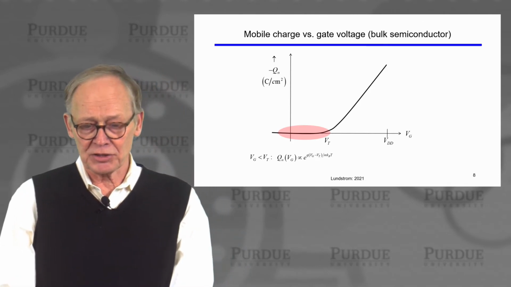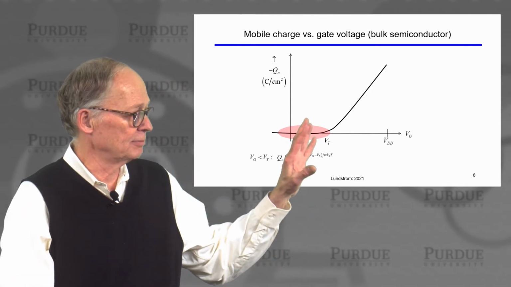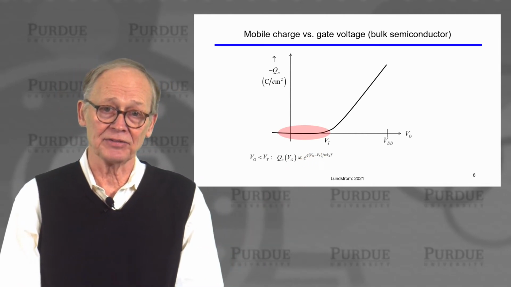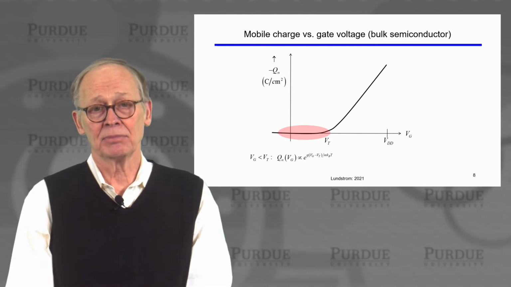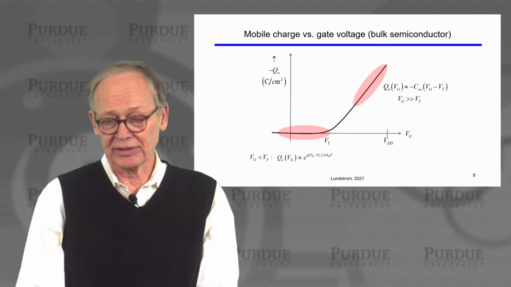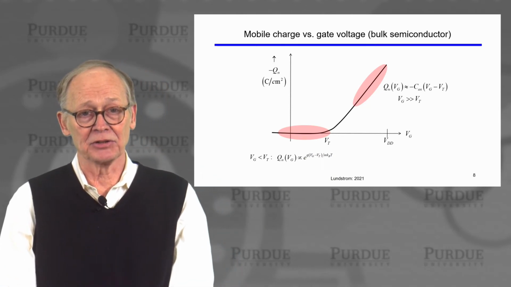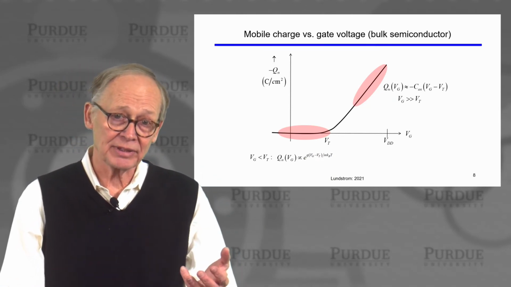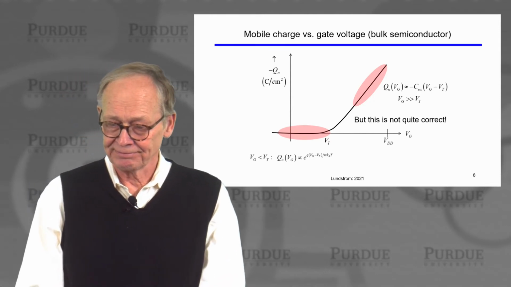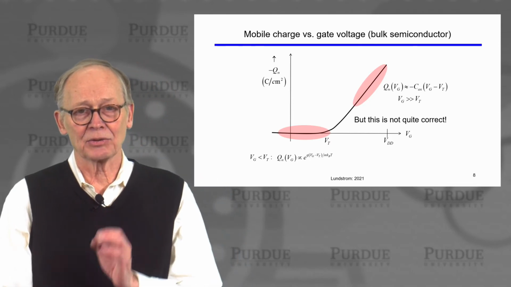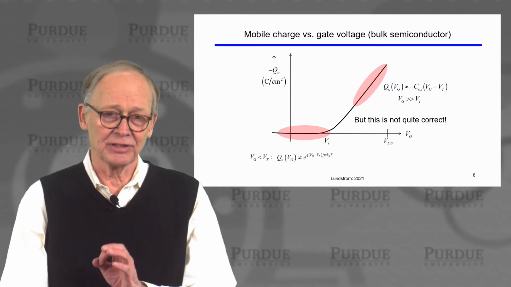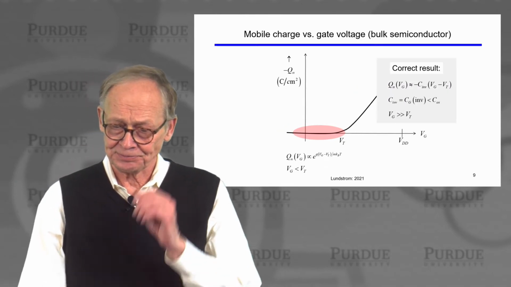So we've done our mobile charge versus gate voltage. The takeaways are that the mobile charge varies exponentially as e to the (Vg minus Vt) over mkT below threshold. And the mobile charge well above threshold varies as minus Cox (Vg minus Vt). So exponentially with gate voltage below threshold, linearly with gate voltage above threshold. Now, this is not quite correct, and we should explain why, because the correction is important in modern transistors.